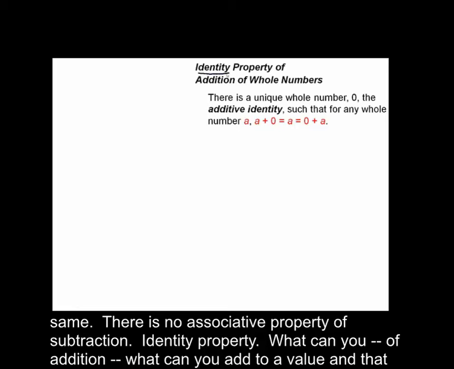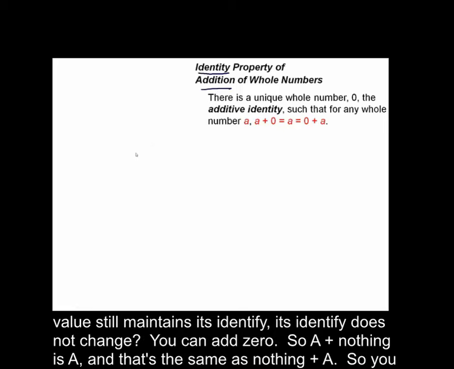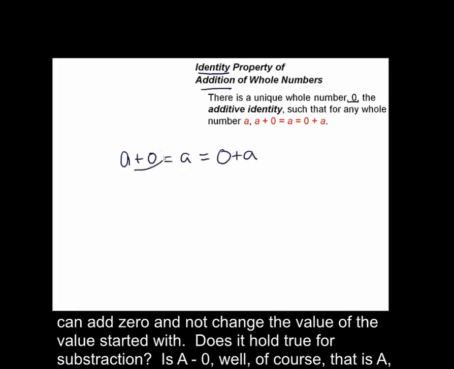Identity property of addition. What can you add to a value and that value still maintains its identity? Its identity does not change. You can add 0. So A plus nothing is A, and that's the same as nothing plus A. So you can add 0 and not change the value you started with.